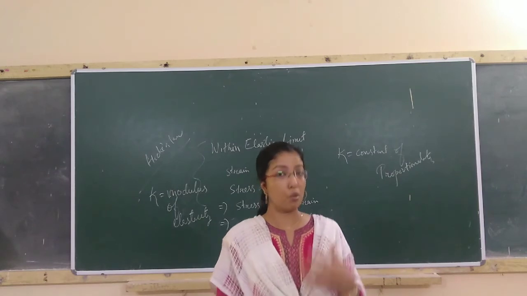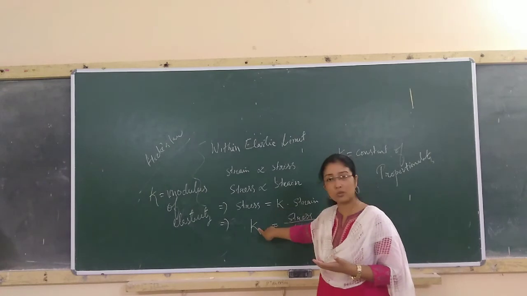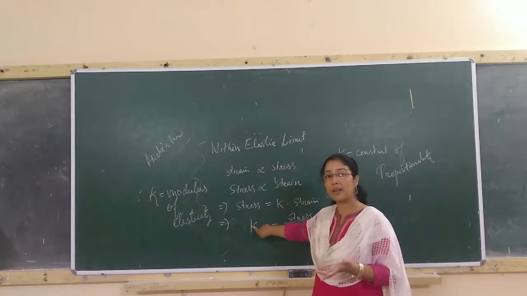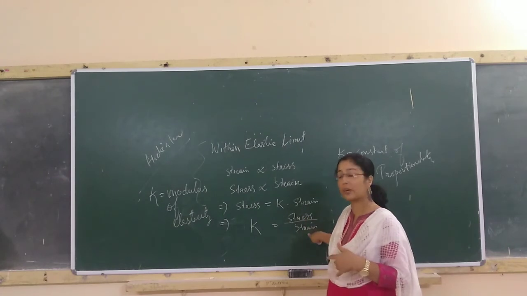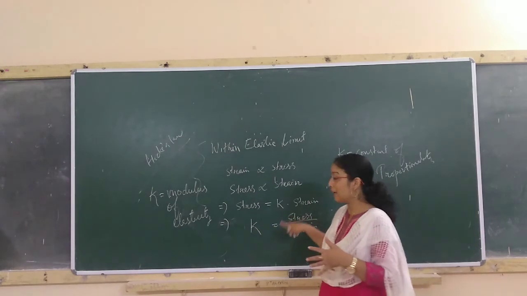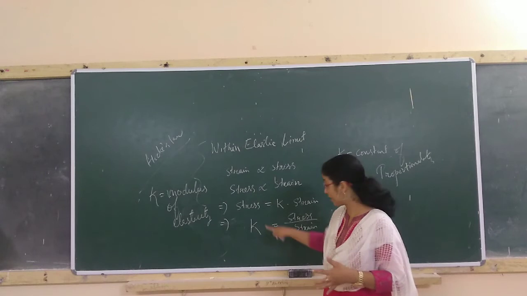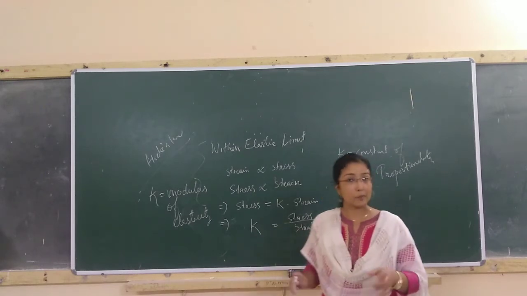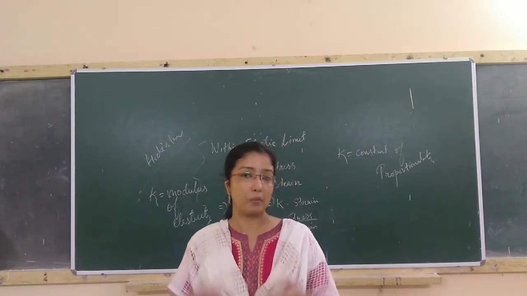Okay, so in the case of steel, what happens? More force is required, more stress is required. More stress means stress is high, which means K is also high. K having a large value means the stress required to produce a particular strain is very high. Okay, K is large. Similarly, in the case of rubber, the stress required is very low, so K will also be very low. That means K, or the modulus of elasticity, represents the strength of a material.